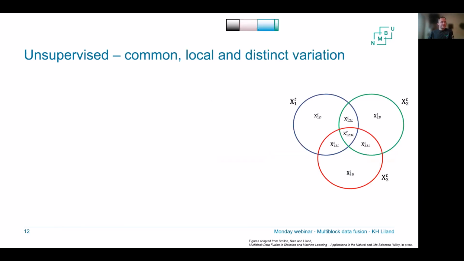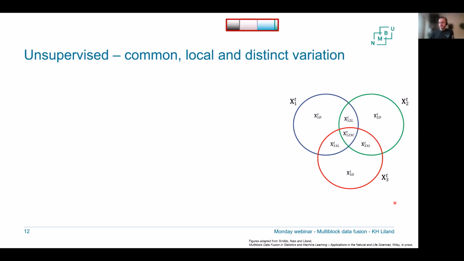Next on the list today is unsupervised again, but now we are going to look at common, local, and distinct variation. I already mentioned this concept, but in this case, it's visualized using a set of circles, so a Venn diagram, where we have the distinct variation here in the outer part of the circle. Then the local variation is what is shared between two of these circles. So we have three of those. And in the middle, we have this common part, which is something that's shared between all of these. And this is only conceptual. This is only thinking about the variation contained in these data sets. This is not actual samples or variables that are shared, but they're common information.